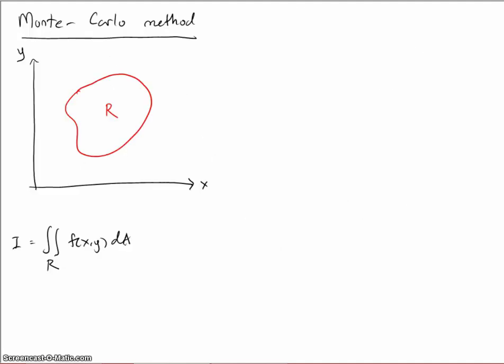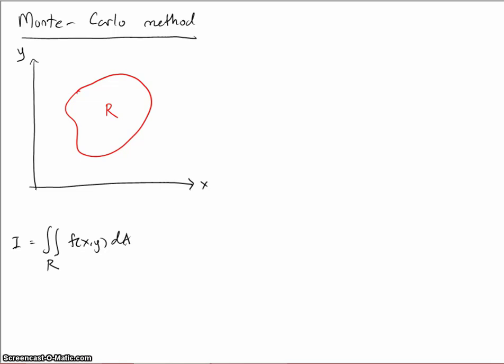The first method that we're going to look at is known as the Monte Carlo method. To illustrate the concept behind the Monte Carlo method, let's say you're asked to do this integral, where I is equal to the double integral over R of f of x and y dA. R is your domain of integration, and the function f is the function that you want to integrate.